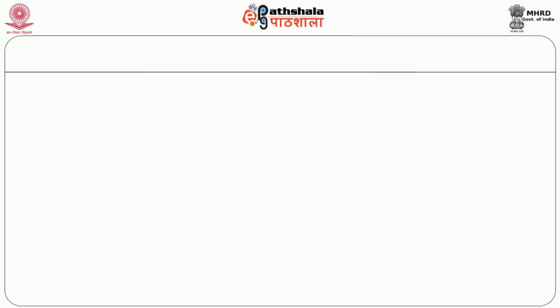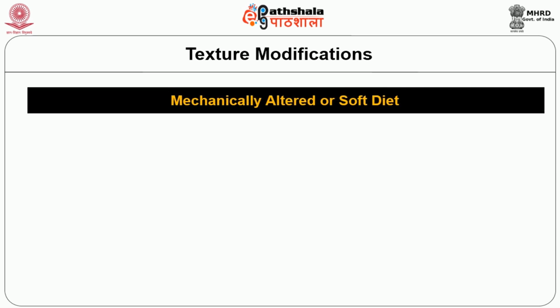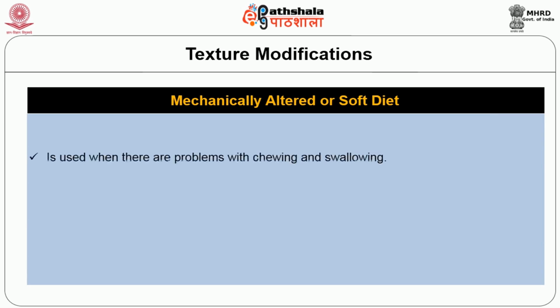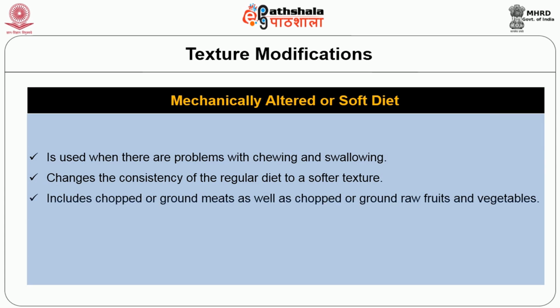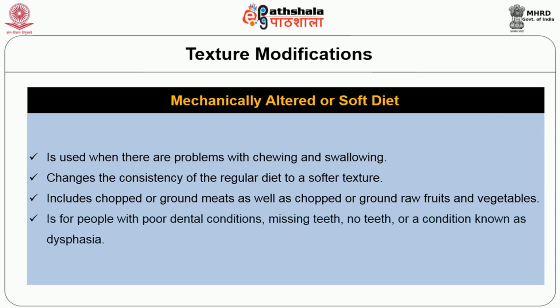And now when we move into the modifications in the texture, we have two types, the mechanically altered or soft diet, and the next one, the puree diet. The mechanically altered or soft diet is used when there are problems with chewing and swallowing. It changes the consistency of the regular diet to a softer texture, usually bland in taste, which we call a bland diet. It includes chopped or ground meats as well as chopped or ground raw fruits and vegetables, and it is for people with poor dental conditions, missing teeth, no teeth, or a condition known as dysphagia.